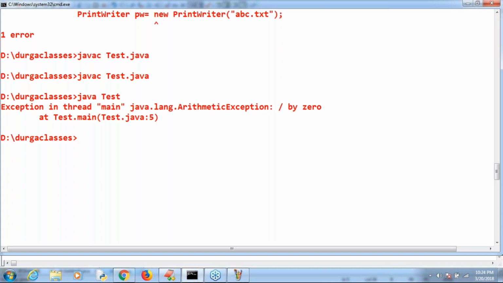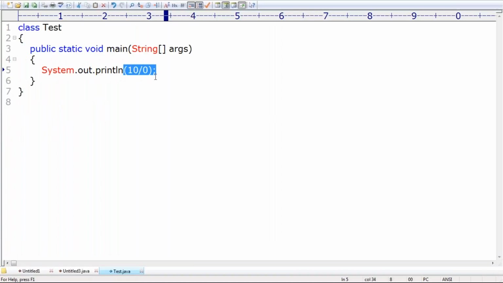So is ArithmeticException checked by the compiler or not checked by the compiler? It is never checked by the compiler. Such types of exceptions are by default considered unchecked exceptions, right?